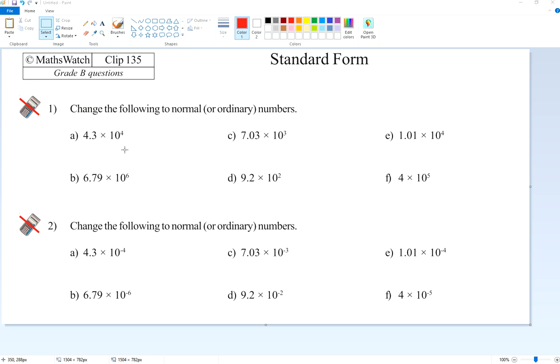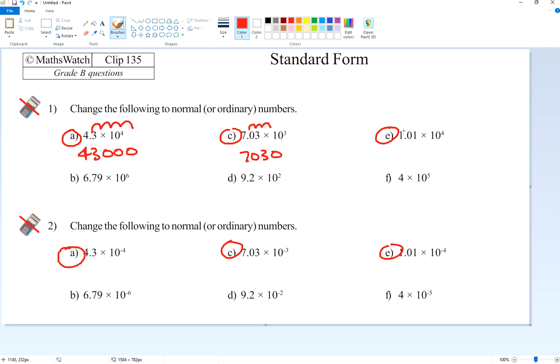Okay, folks, welcome back. We're looking at questions 1 and 2. We're just going to quickly finish them off. Let me make sure I've got my paintbrush selected. So we've got 4.3 times by 10 to the 4. Which questions are we supposed to do again? Is it A, C, and E? Yeah, A, C, and E, and then similarly A, C, and E. So 4.3 moves the decimal point 1, 2, 3, 4 places. So the final answer is 43,000. Move 3 places, 1, 2, 3, so 7030. Move 4 places, 1, 2, 3, 4, so 10,100. Okay, happy with that?